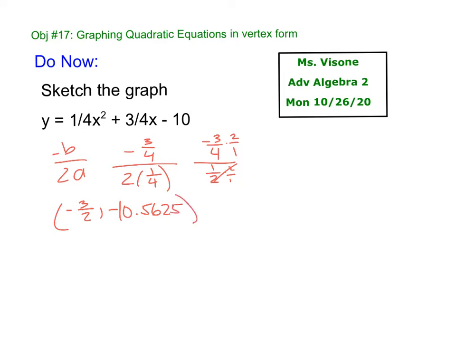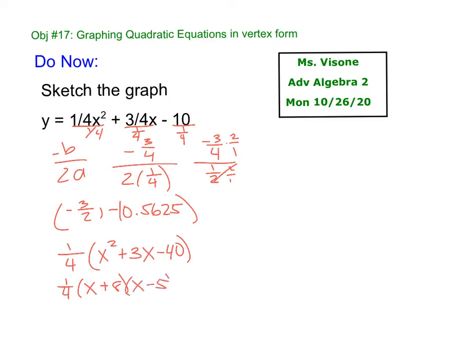All right, is this factorable? Now, if I try to pull out a quarter, let's see what happens. I get x squared plus 3x minus 40. Ooh, that's actually factorable. So I divided everything by 1/4. So this is actually factorable: 1/4 times (x plus 8)(x minus 5) equals 0. So my roots are negative 8 and 5.